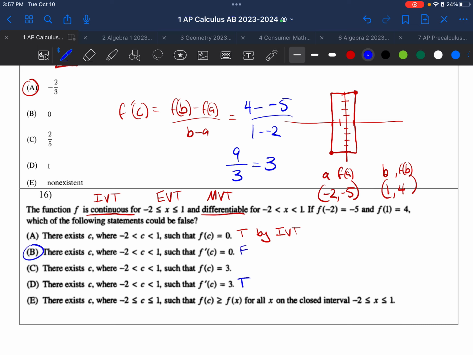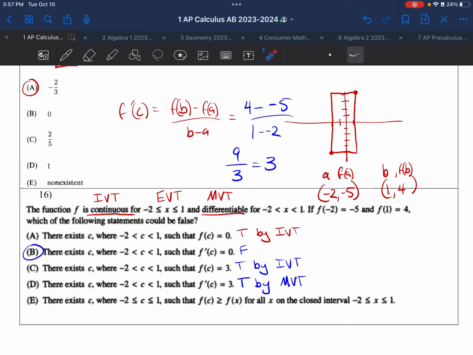But let's move through C and E to see why those are also true. So C is true because this is a height. Height is 3. It says between -2 and 1. So far, so good. It's saying that the height is 3. Well, the height is 1, 2, 3. This height of 3 here is guaranteed. It is inside of this rectangle. So this one is true. You can say this one is true by intermediate value theorem. And this one was true by the mean value theorem that we plugged in.